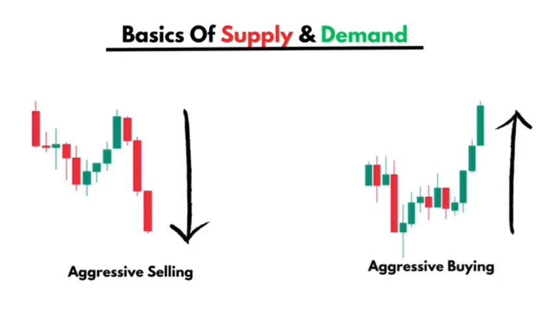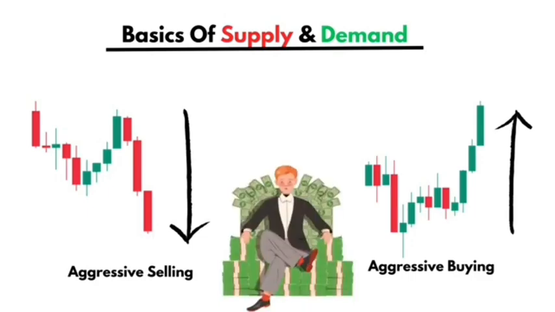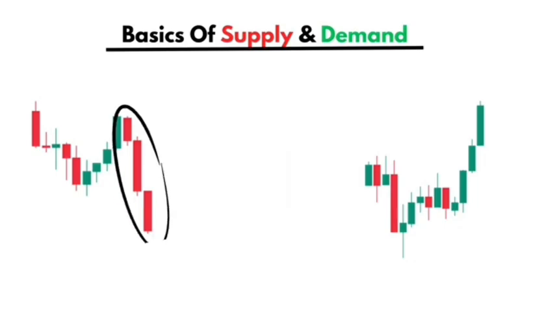In simple terms, supply and demand are nothing more than aggressive selling and aggressive buying. Aggressive buying and aggressive selling reveal where the big players, also known as smart money or institutional traders, are entering the market, where they're exiting, and the direction they're pushing the price. Take a close look at this candlestick pattern. These large red candles indicate aggressive selling. This tells us that heavy volume and strong bearish momentum entered the market, driving the price lower.